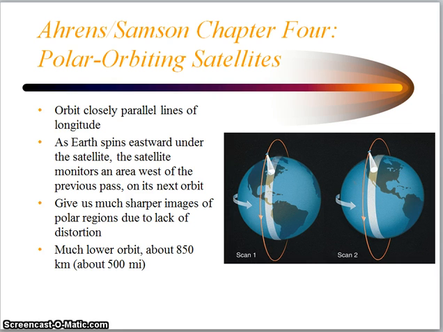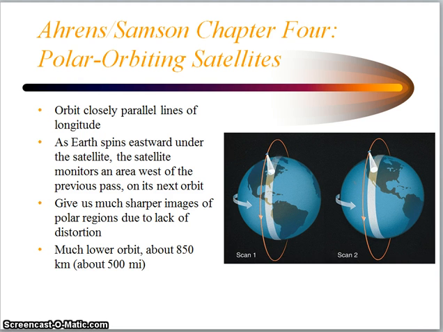parallel lines of longitude. In other words, the north-south lines that we put on maps, the lines of longitude, the polar satellites pretty much follow these lines of longitude. As the Earth spins eastward under the satellite, of course, it is monitoring a new area west of the previous pass that it took on its next orbit. So it all has to sort of be stitched together.